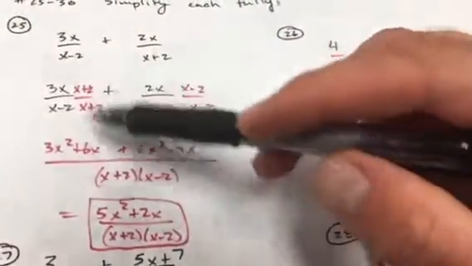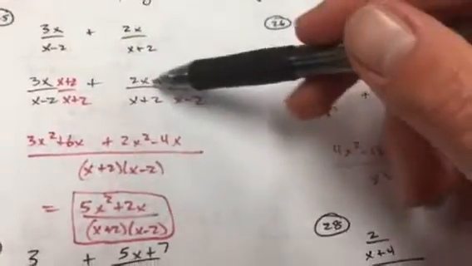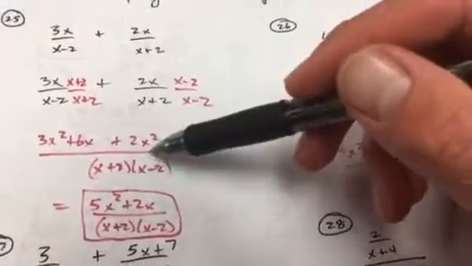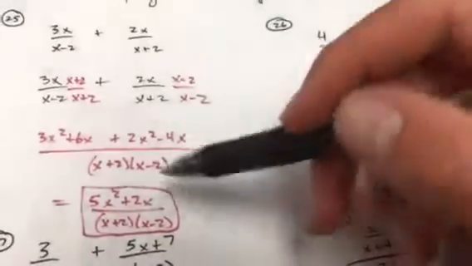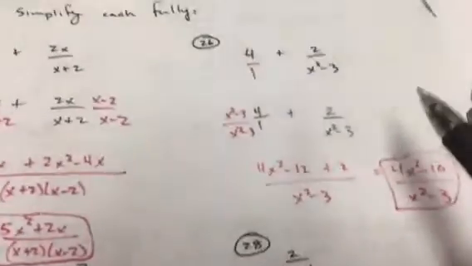3x times x is 3x squared, plus 3x times 2 is 6x, plus 2x times x is 2x squared, minus 2 times 2x is 4x. Combine like terms, that's what we get.